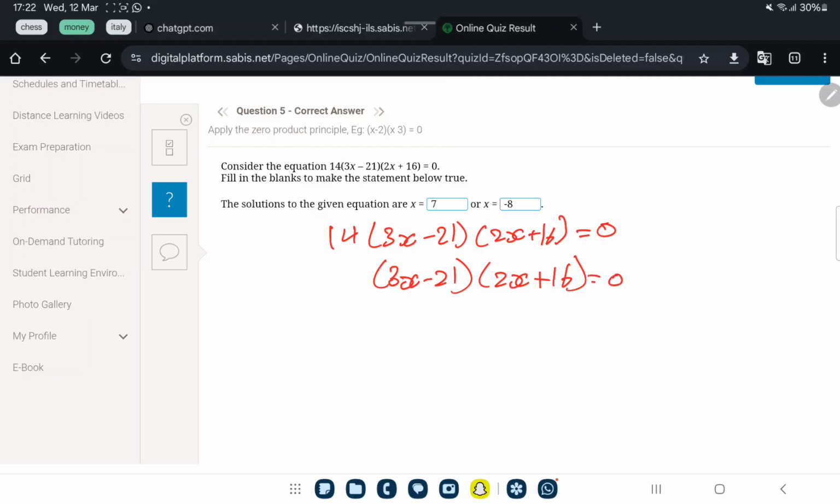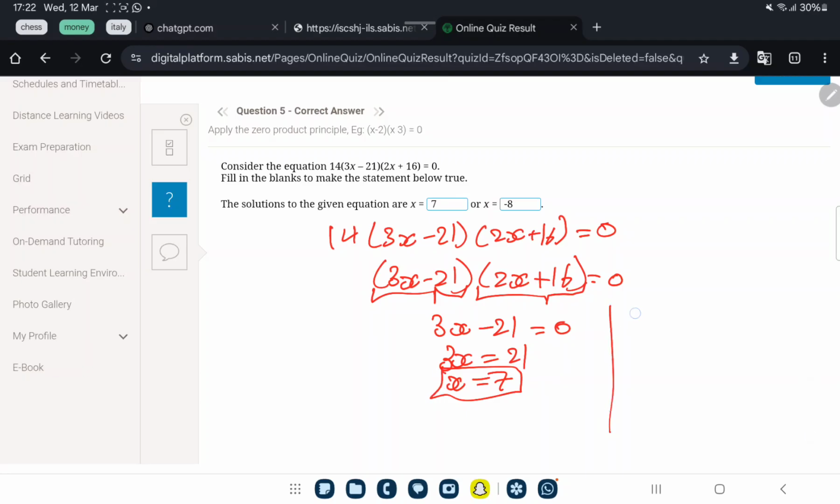Now for this question, for this concept, one of these has to equal 0. So it's either this one or this one. So we're going to find both of them. For 3x minus 21 equals 0, you move the 21 to the other side, so 3x equals 21. Divide by 3 on both sides, so x equals 7. Or 2x plus 16 equals 0. You move the 16 to the other side. 2x equals minus 16. Divide by 2 on both sides, and you get minus 8. So x equals 7 or minus 8.